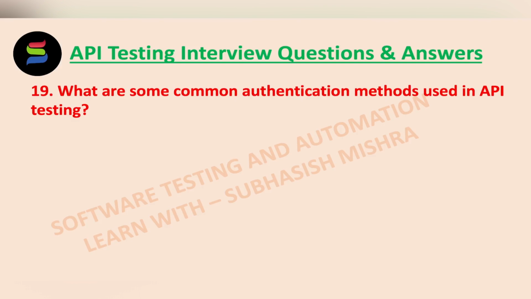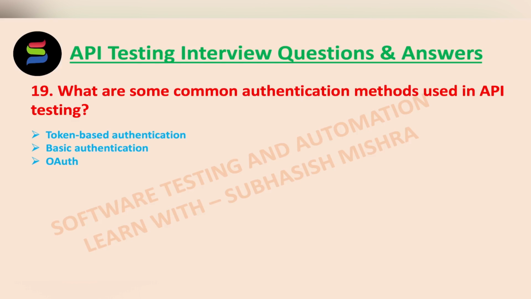What are some common authentication methods used in API testing? So, we have token based authentication, we have basic authentication, we have OAuth authentication. In token based authentication, it involves issuing a token to the client after successful authentication, which is then included in a subsequent API request for authorization.